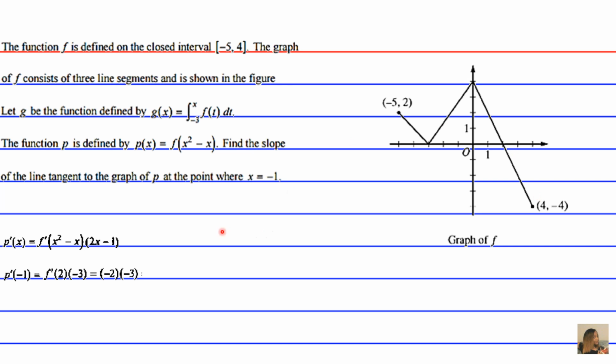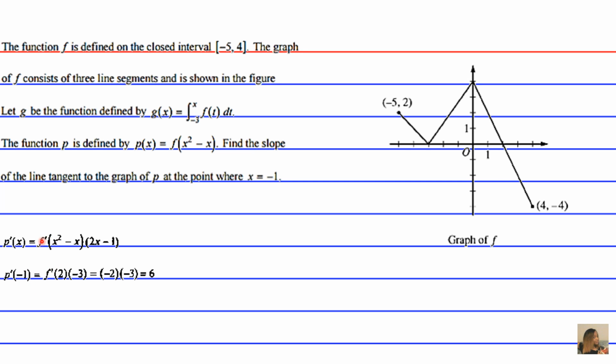All right, so that's where we get the negative 2 from, because we analyzed f prime of 2, and then we just carry over the -3. So our negative 2 times negative 3 yields us 6. So the slope of the tangent line at x equals -1 is going to be 6, or p prime of negative 1 is 6.